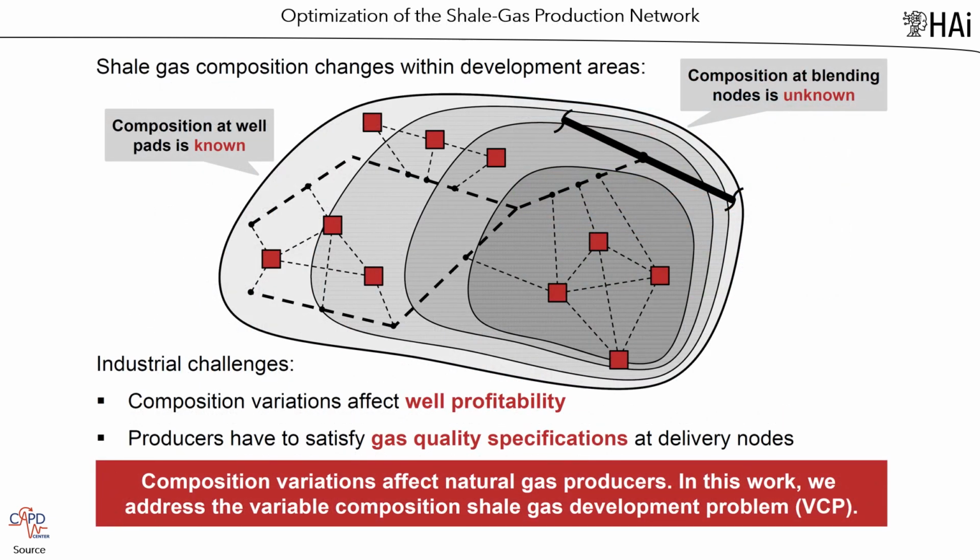For the shale gas model it must be considered that the composition variations affect natural gas production, due to shale gas composition changes within development areas. Then the variable composition shale gas development problem must be modeled. The modeling challenges are: composition variations affect well profitability, and producers must satisfy gas quality specifications at delivery nodes.